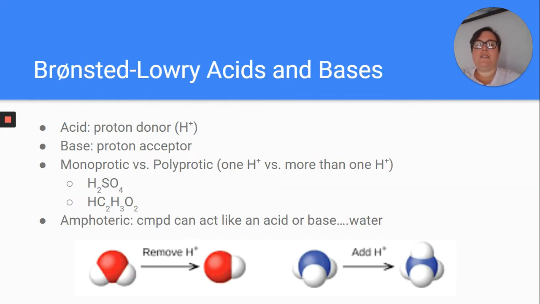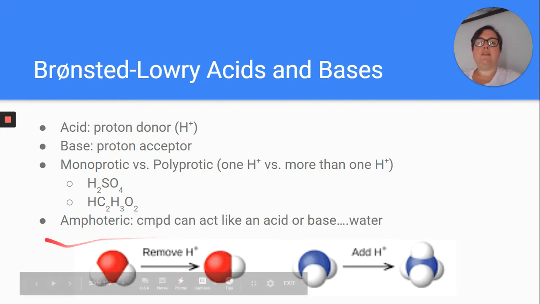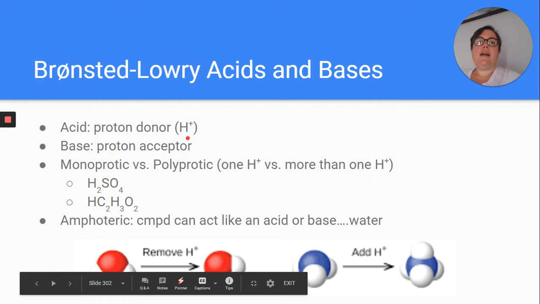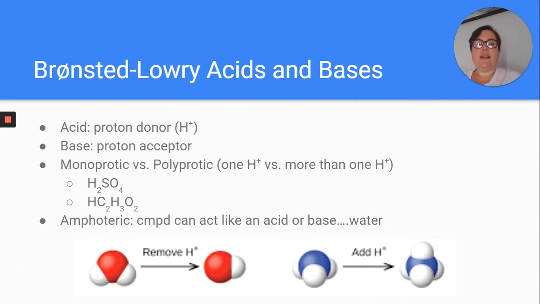Now, a better definition of acid and base is Brønsted-Lowry acids and bases. A Brønsted acid is a proton donor. And when we talk about proton, we're talking about the H plus. So the H plus, remember, hydrogen is number 1 on the periodic table, so it has 1 proton. A neutral atom would have 1 electron. And since the molar mass of hydrogen is 1, there's usually no neutrons.